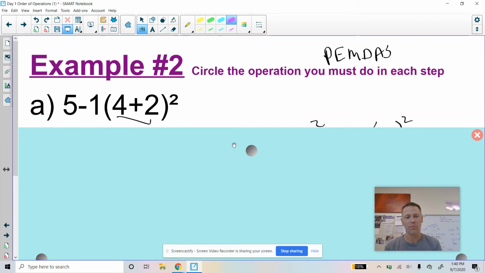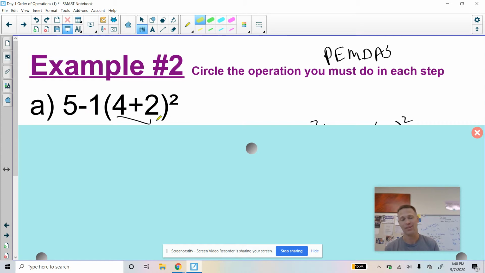Next one, we get a little bit more complicated because we throw more things at you. So I have 5 minus 1, and in parentheses, I got a 4 plus 2, and outside of that, I got an exponent. Now, as we get more complicated, I don't want you to think of it like, oh, it's longer, it's going to be harder, okay? If you always go back to the checklist, it simplifies what you're supposed to do, because you're only going to do one thing at a time.